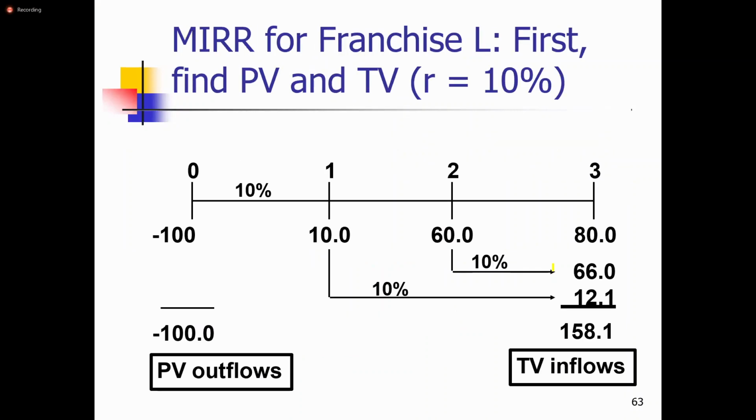Now look at the modified internal rate of return for the project. Our example, project L. Here the cash flows are first 100,000, then 10,000, 60,000, 80,000. So now you have to work out the terminal year cash flow. Simply, 80,000 is at the end of year 3, so you can take it as it is.